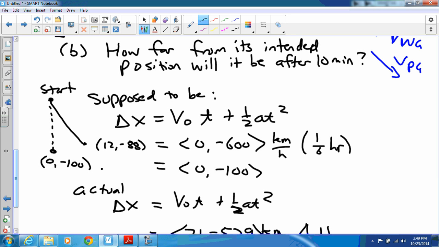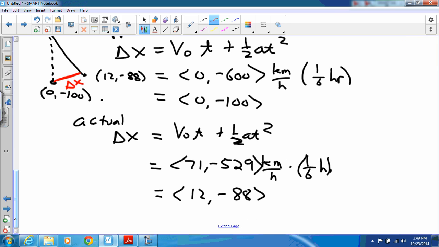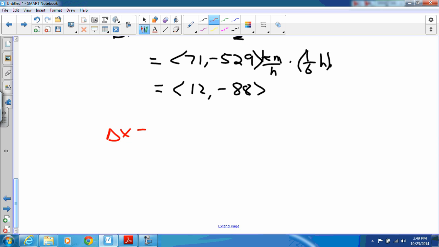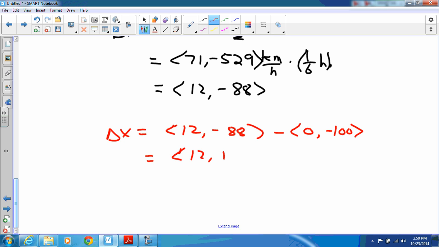And now what am I trying to compute? What is the problem asking me to compute? Where he should be versus where he is. That looks suspiciously like a triangle. It also looks like a delta x, final minus initial. So delta x is equal to 12, -88, minus 0, -100, which is 12, 12.